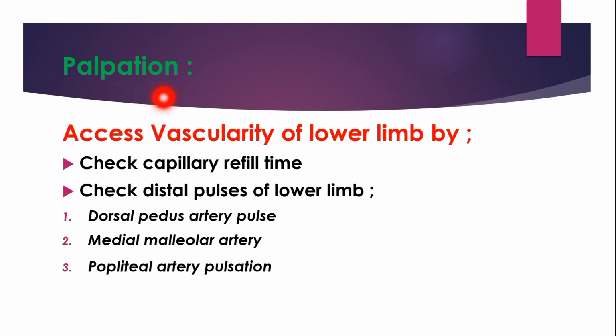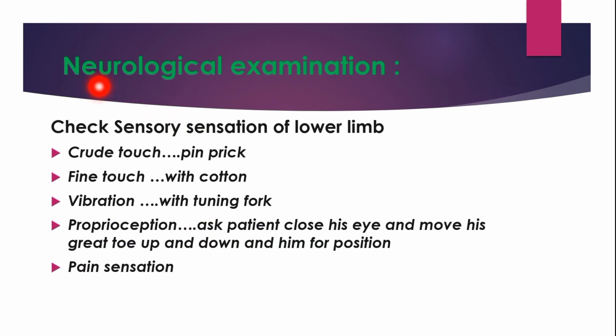The second step in diabetic foot examination is palpation. In palpation, we assess the vascularity of the lower limb, which is done by checking the capillary refill time and checking the distal pulses of the lower limb that include the dorsalis pedis artery pulsation, medial malleolar artery pulsation, and the popliteal artery pulsation. The next step is the neurological examination of the lower limb.